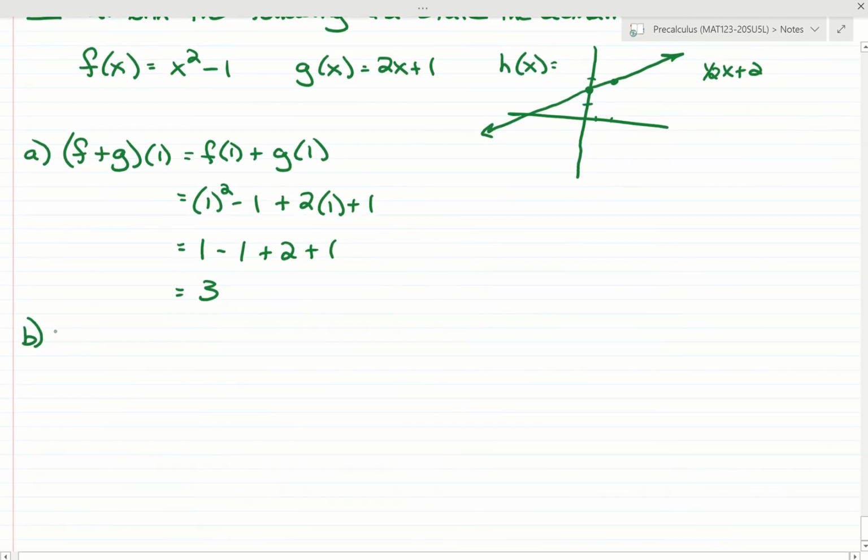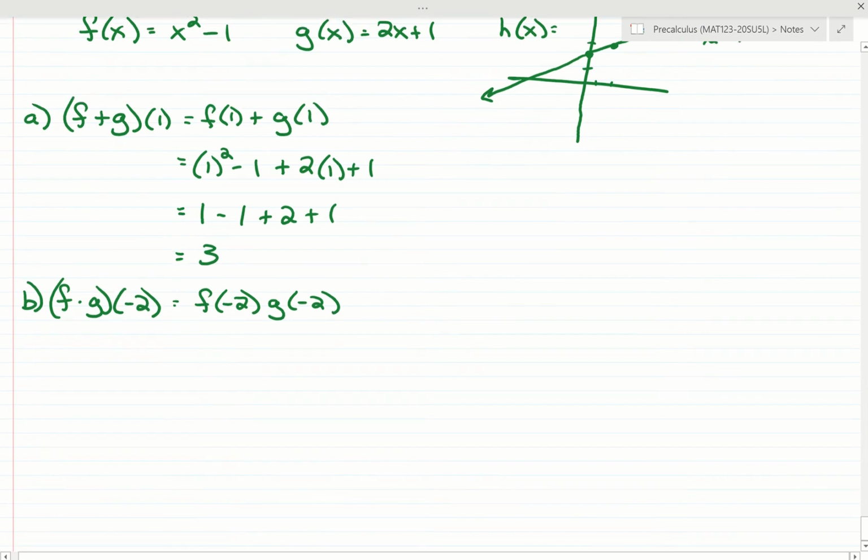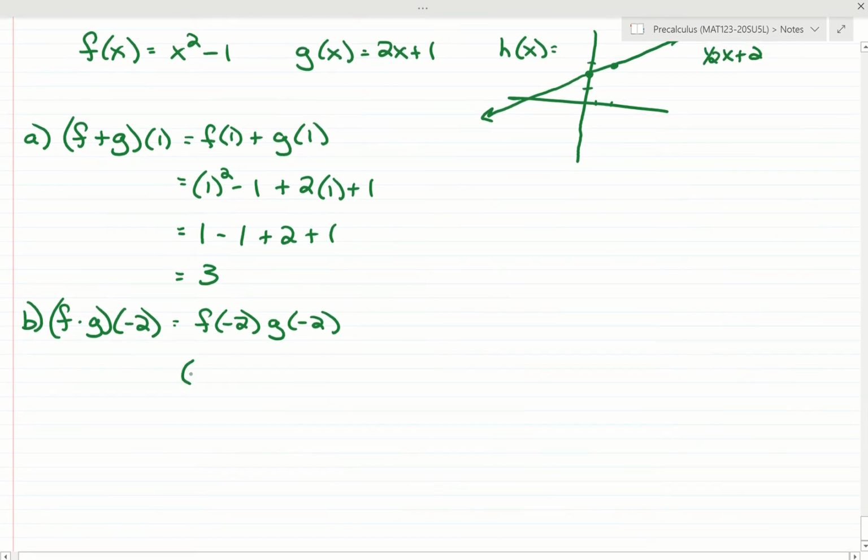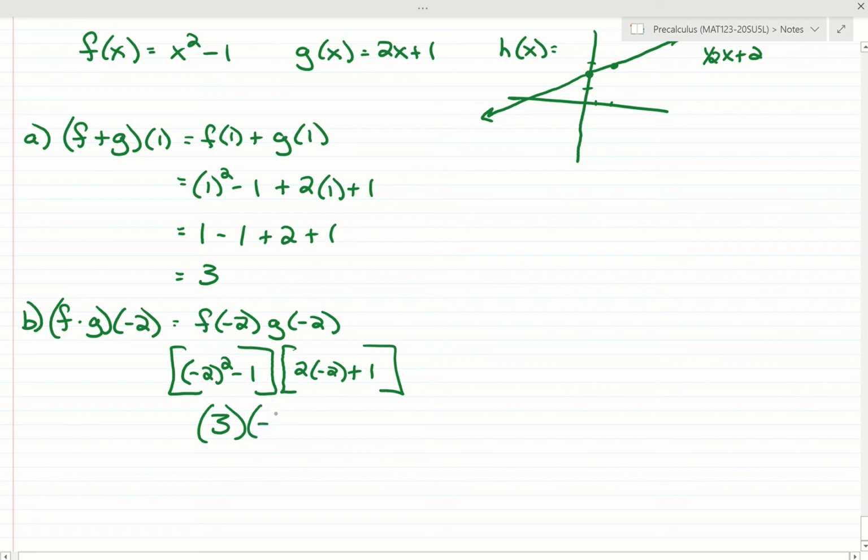For our next example, what about f times g of negative 2? Closed circle means we multiply, so we're going to multiply f of negative 2 times g of negative 2. Well, f of negative 2 is negative 2 squared minus 1. Whatever that answer is, we're going to multiply it with g of negative 2, which is 2 times negative 2 plus 1. So it'd be 4 minus 1 is 3, times negative 4 plus 1 is negative 3. So the answer for this would be negative 9.